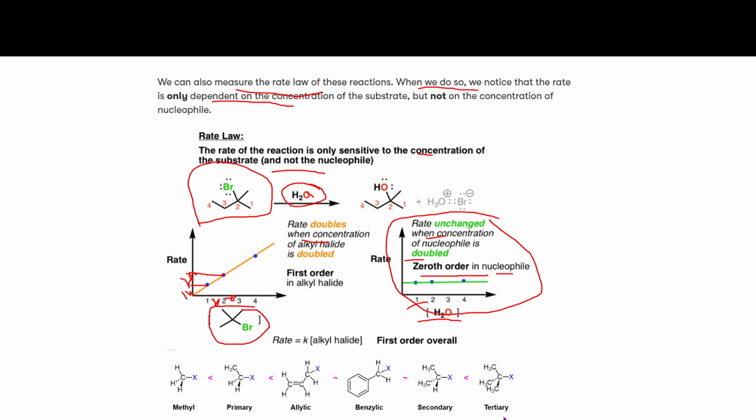So only the substrate concentration has a role in the SN1 reaction. The rate only depends on the alkyl halide, that is the substrate. For this reason, we call this reaction SN1.